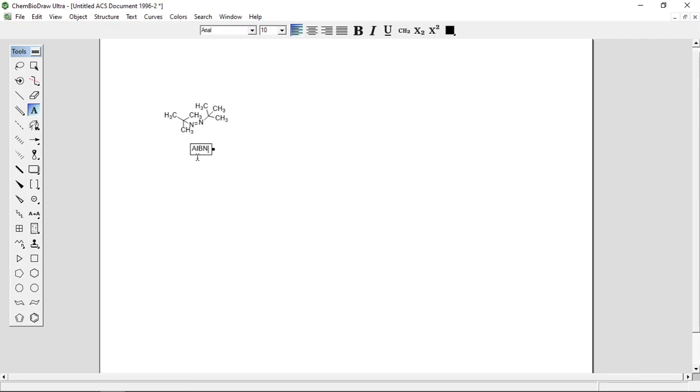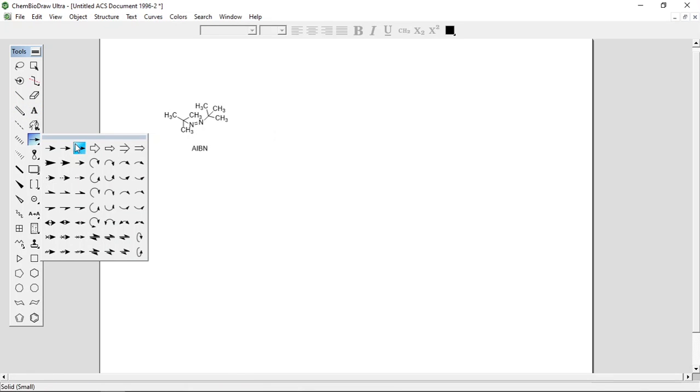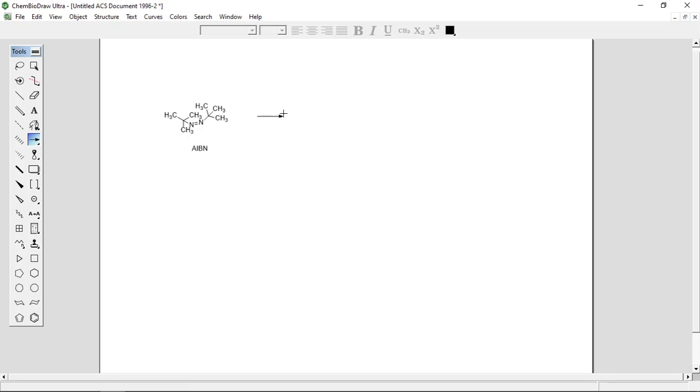AIBN, azobisisobutyronitrile. Heating this molecule, homolysis of this molecule takes place. It generates an N2 molecule and two CH3 C N radicals. Here it's not a CH3, it's a CN.